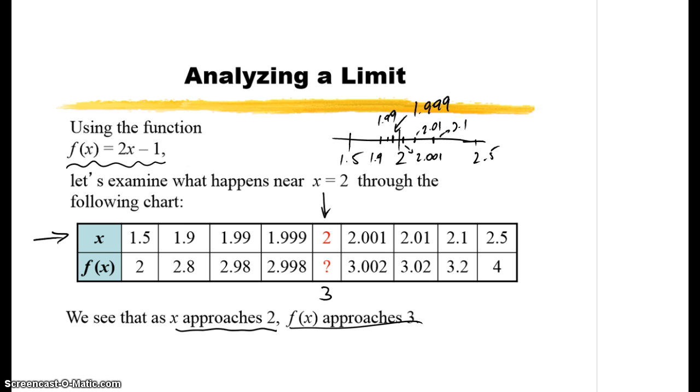So as you saw in the previous example, we could have said here that the limit as x approaches 2 of our function 2x minus 1, f of x, right? That was our function, f of x. I could have said that that limit was 3, because the closer and closer the inputs got to 2, the closer and closer the outputs got to the number 3, as you could see in our chart. So that's what we mean by x approaches 2, f of x approaches 3.